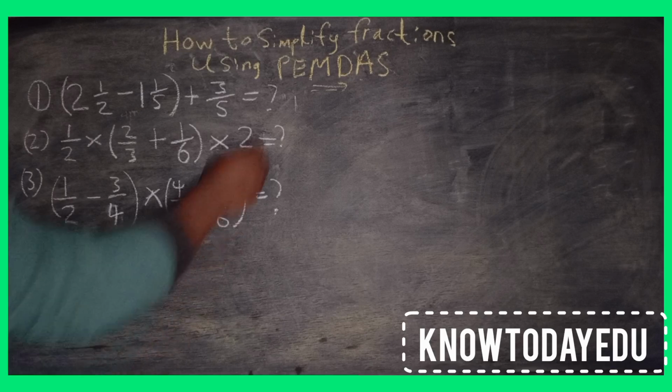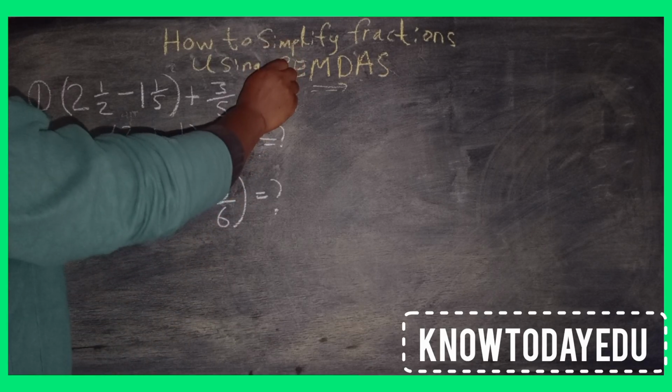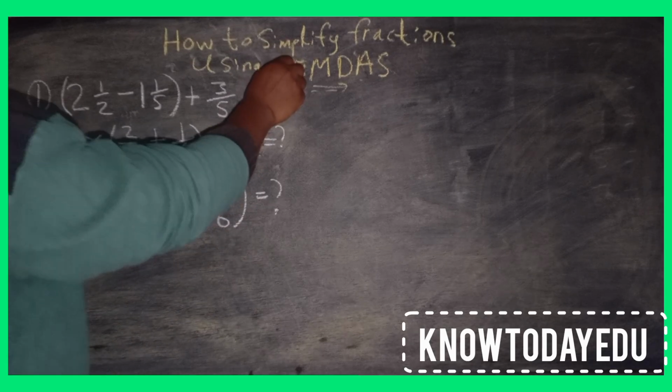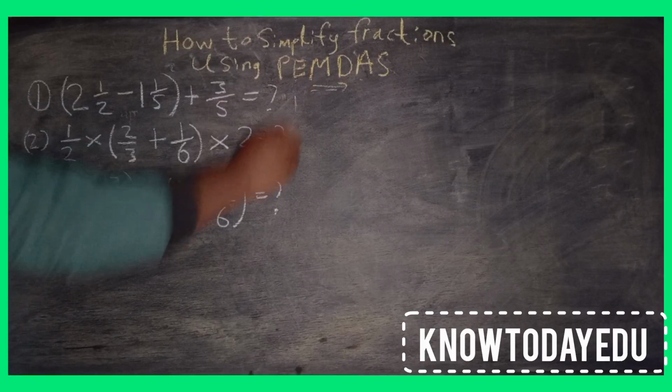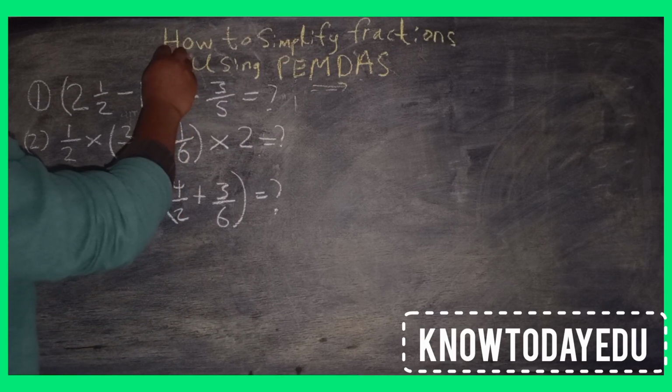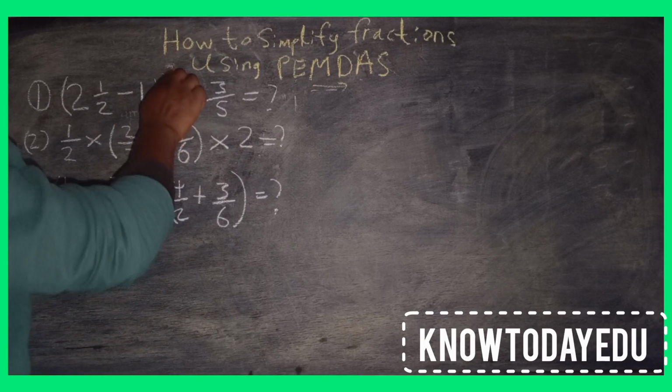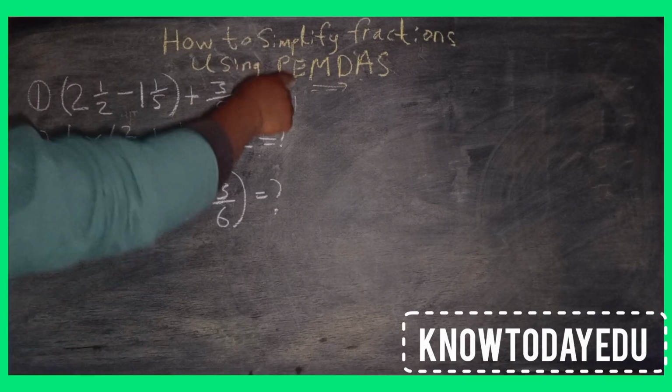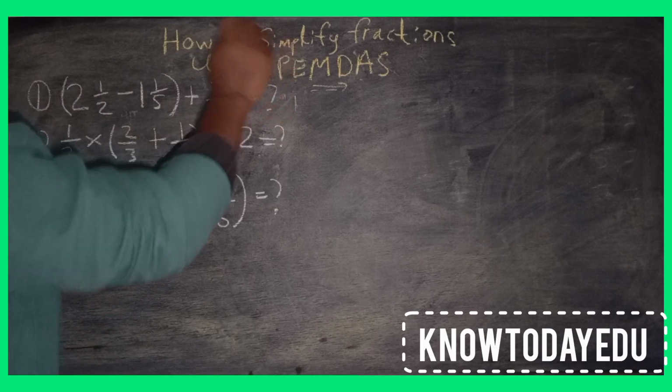Okay. But with this one, you must first of all do parenthesis or bracket. Then you do exponent. Exponent is like, let's say this one was raised to a certain number. Okay. So that is exponent. We'll open the bracket and then we do the exponent.